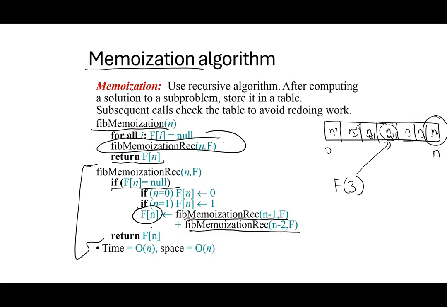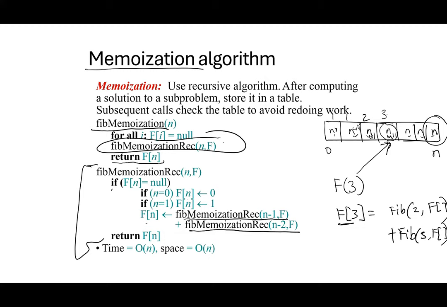For example, suppose f3 was called and this third position was still null. It went inside and checked if n equals 0, no, so it doesn't do this line or this line. What it did is f3 equals the Fibonacci function of n minus 2, that is 2, passing this memory array, plus Fibonacci of 3, passing this memory array. And you know what is finally returned. This was 1, 1, 2, so 3. The third Fibonacci number is actually 3. So finally this would have returned 3, and the value would have been 3.